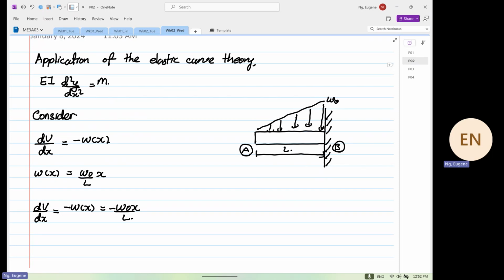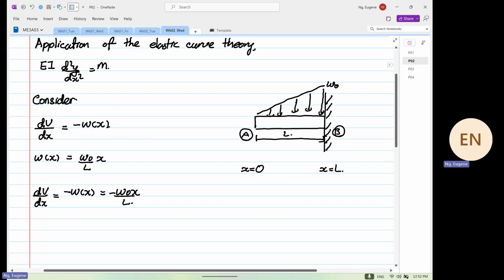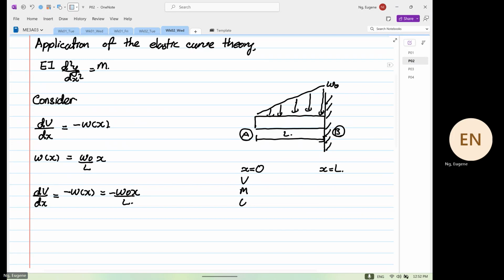Now, I want you to memorize this. At x equal to naught and x equal to L, I want you to write the boundary conditions in this format: V, M, theta, y. The right hand side is also V, M, theta, y. I want you to write that in that sequence, and I'm going to explain why later on.